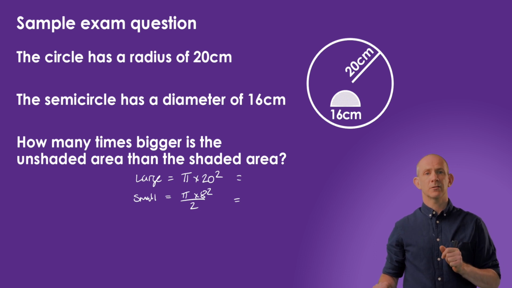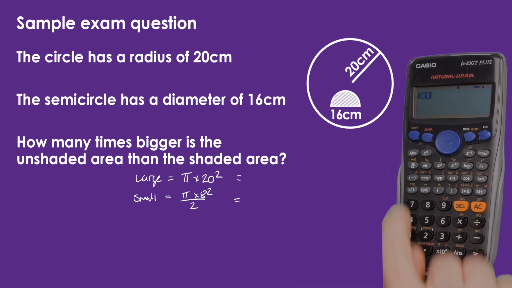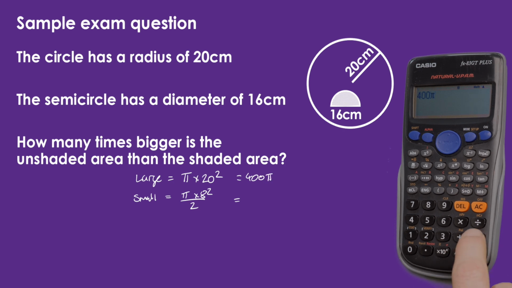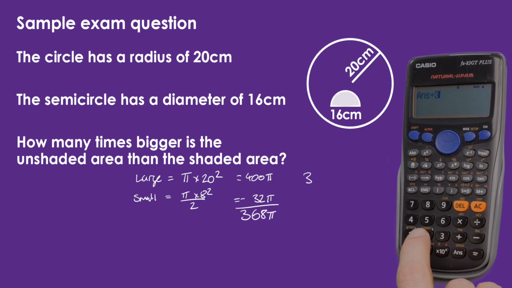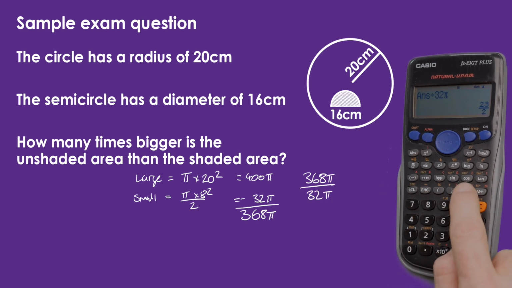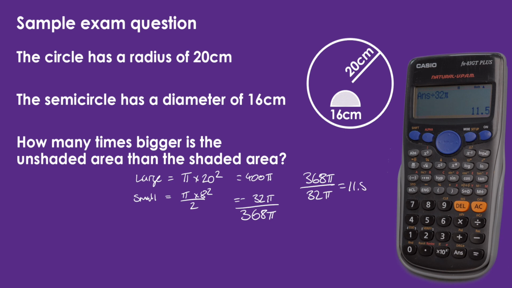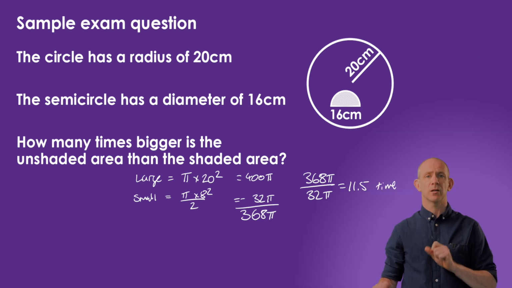Let's calculate these, and if we did, we'd get 400 pi minus 32 pi. Will give us 368 pi. If we divide this by the shaded area, we get 368 pi divided by 32 pi to give us 11.5. So we can say that the unshaded part is 11.5 times larger than the shaded part.